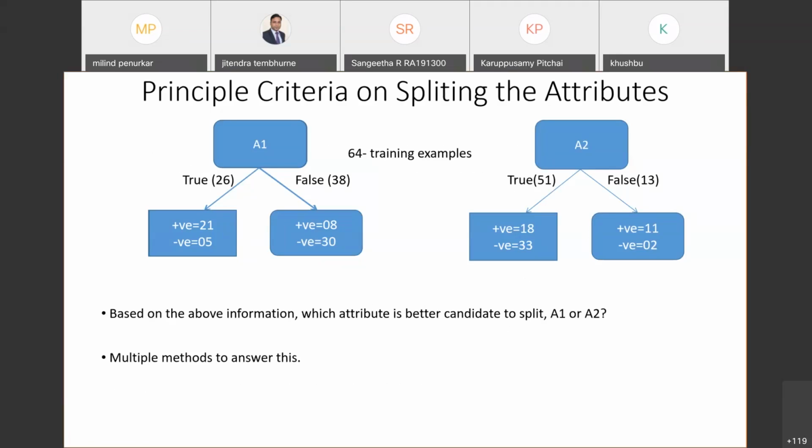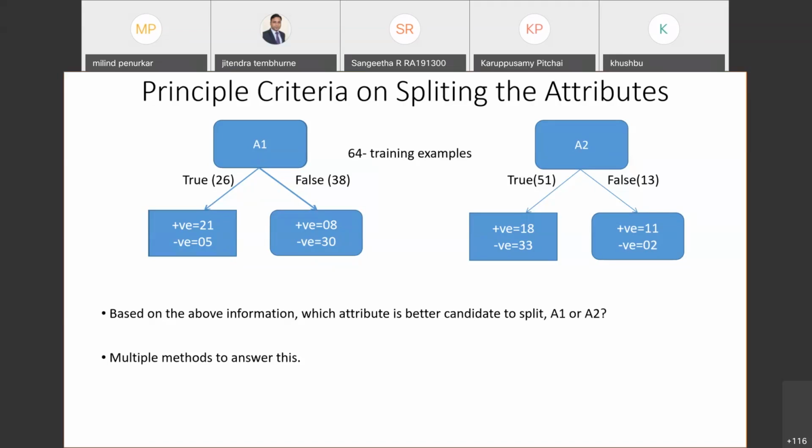So now we have A1, we have 64 training examples. With A1 equal to true, 26, there are 21 positive and 5 negative in the subset on the left hand side. With A1 equal to false, we have 38, 8 as positive. In A2, again we have 51 as true, 18 positive and 33 negative, and positive 11 with A2 equal to false.